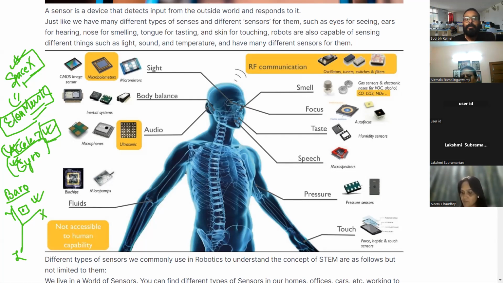That is why I mentioned the inertial system here. By the term inertial system, I mean the accelerometer and gyrometer. That is very important for anything. We use this in drones also.